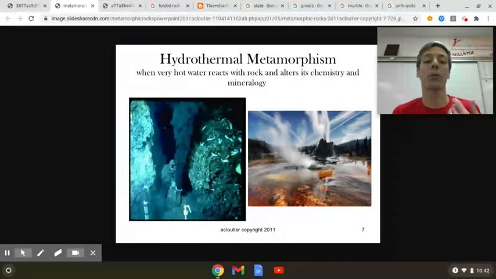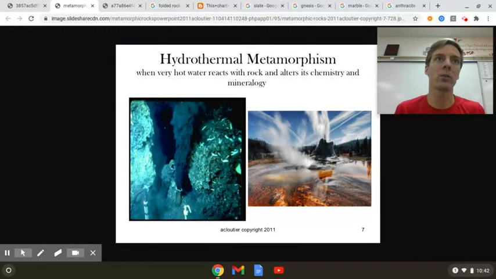You can have hydrothermal metamorphism, so not just contact metamorphism or regional metamorphism. If you start talking about hydrothermal solutions, this is on the ocean floor.